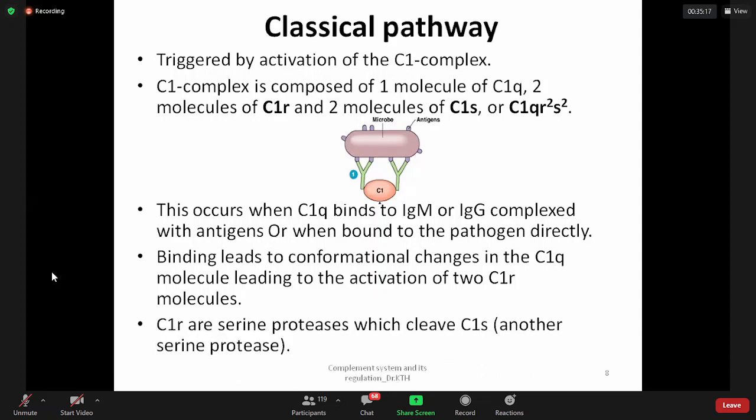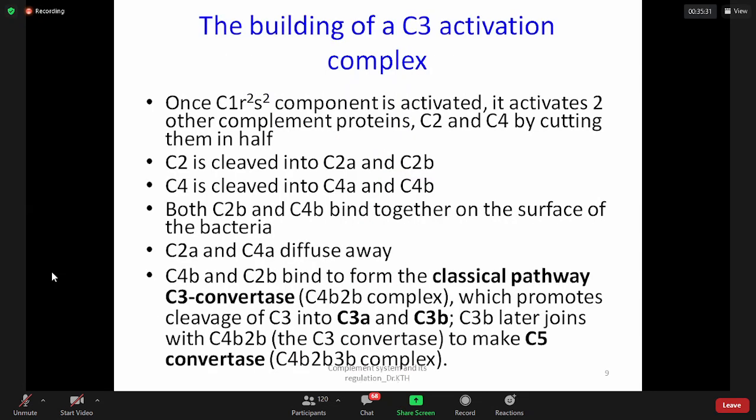Now, the moment C1r is activated, it will cleave C1s, meaning it also activates it. So you end up with an activated C1s, which then starts as our precursor. Okay, so the C1s will now cleave C2 and C4 by cutting them into half.